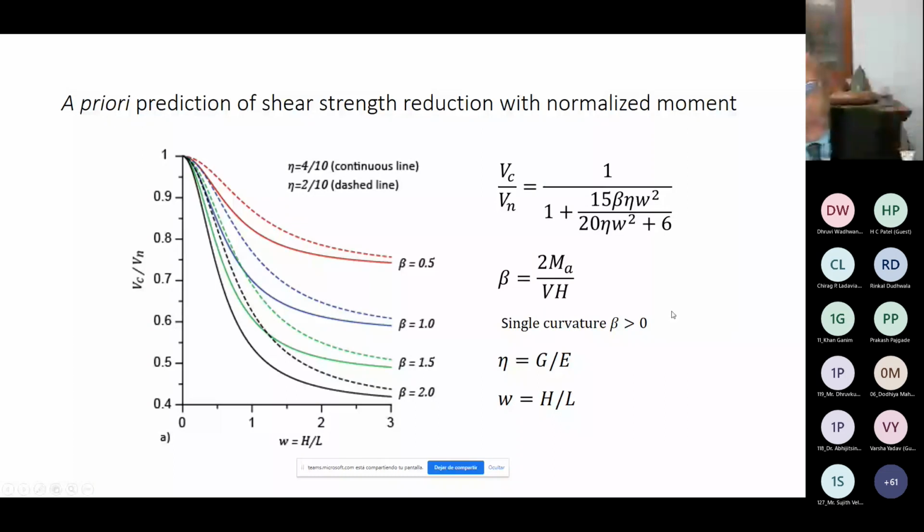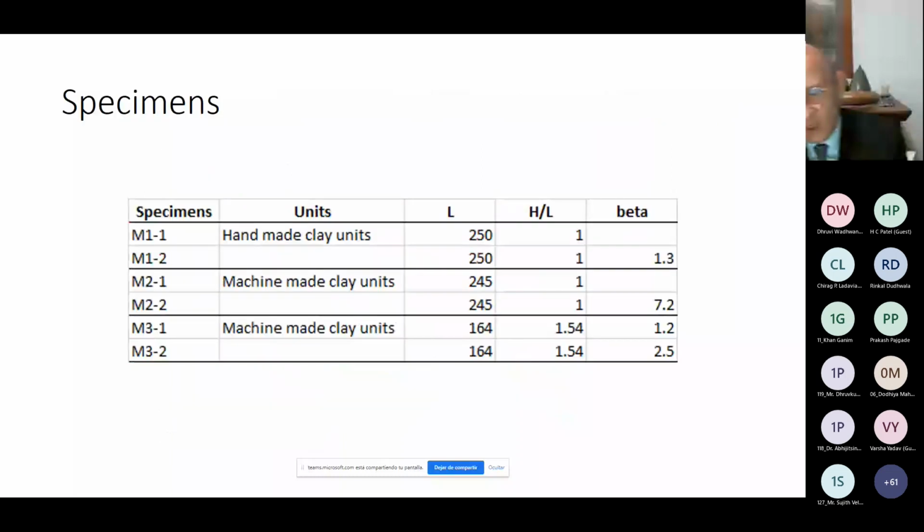And so the interesting thing is that we came up with this formula and this prediction before we did the experiments. So now we designed the experiments to try to prove this. What we did was to test 6 specimens. Here is the description. The first 2 are made from handmade clay units. Then the last 4 are from machine-made clay units.